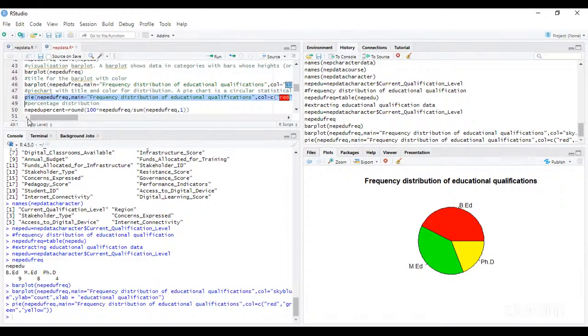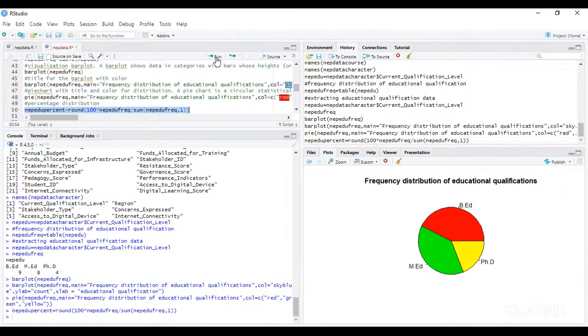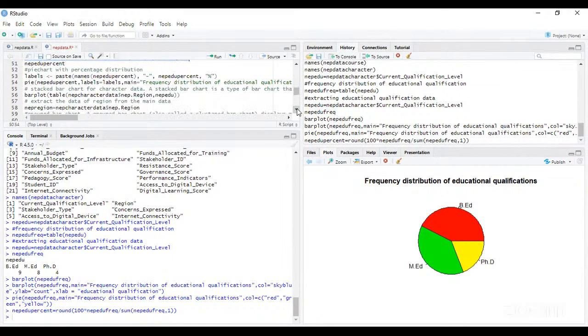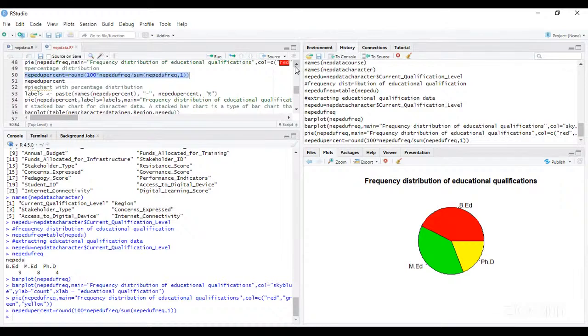So ma'am, you select the 50th line. Yeah, 50th line only. Now, ma'am, just scroll down a little bit in the script. Now you write NEP edu percent in the console. Enter.